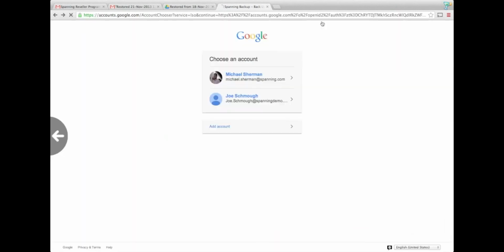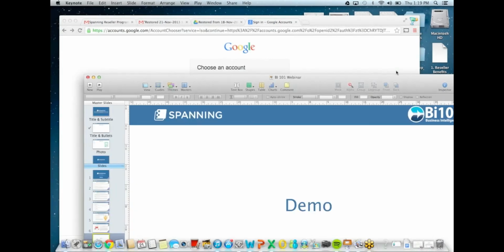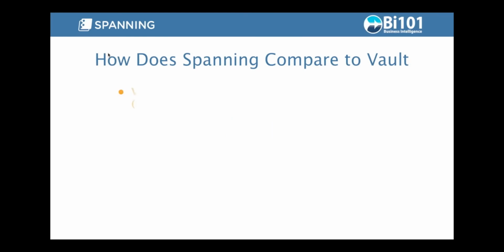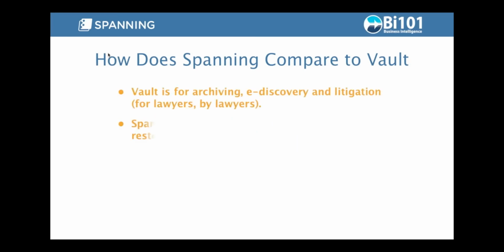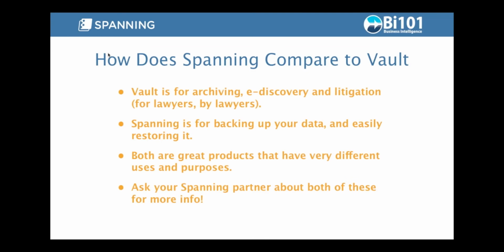So let me just go back to the slides here, and I will just finish up a couple things. One of the key things that we always get from customers is when they ask about Google Vault and what's the difference between Google Vault and Spanning. They're completely different products, and the way I see it, they're actually complementary products. We have a lot of customers who are on both Vault and Spanning because they do 2 totally different things.